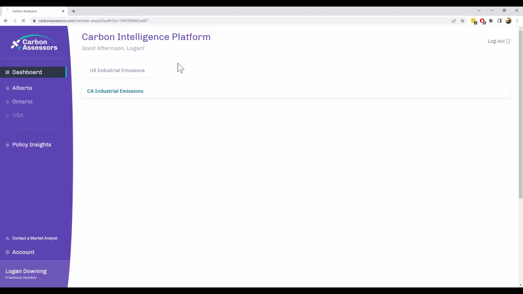We also have the US industrial emissions that you can go take a look at. On the left-hand side, you'll see Get Access. So this is access to our paid packages. Within here, we have specific Alberta data packages available for hire. If you click on Get Access, what this will do is it'll set you up on a call with one of our market analysts.